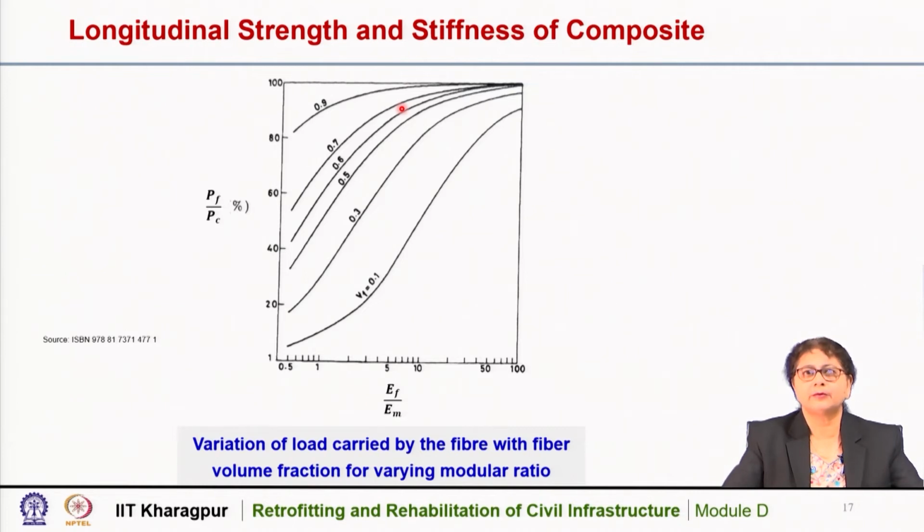So, it is the property of the fiber that predominantly dominates in the composite. The load is shared by the fiber and the matrix, and depending on the fiber volume fraction and their elastic modulus, the load carried by the fiber can be estimated, and a significant amount of load is carried by the fiber.